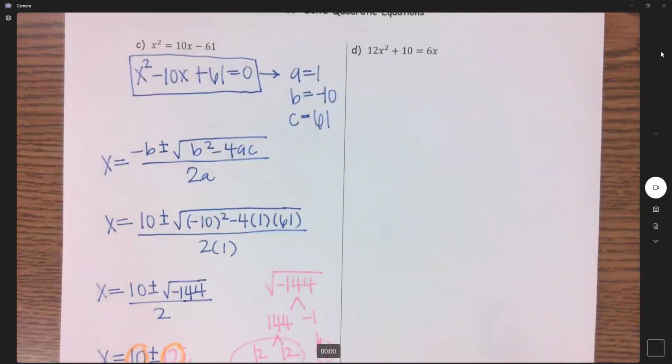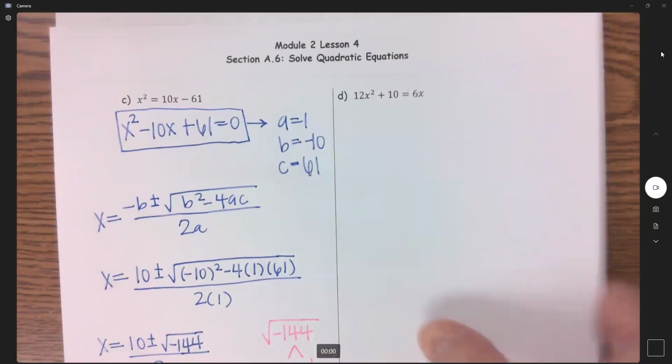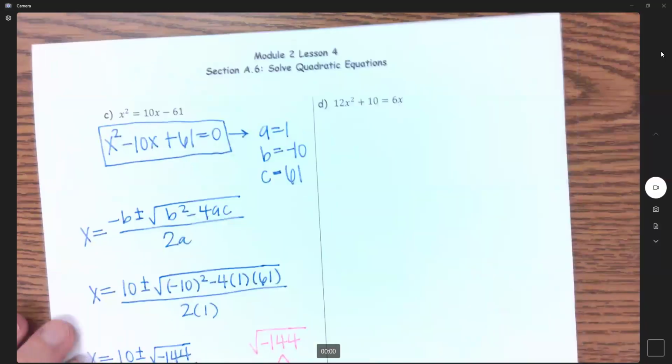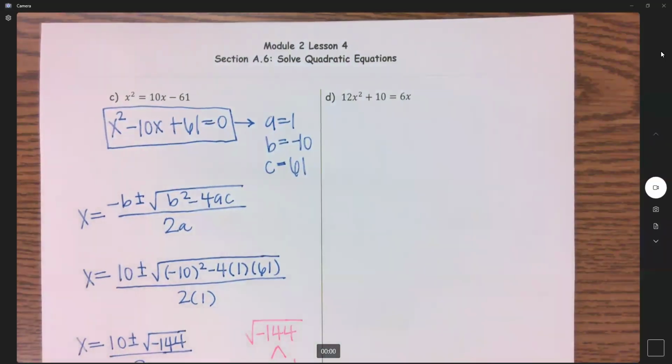Okay. Here is our last problem using the quadratic formula. I highly recommend, since it is our fourth one, that you pause this video and try this one on your own.